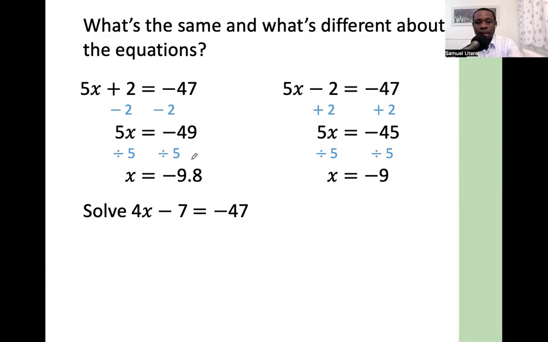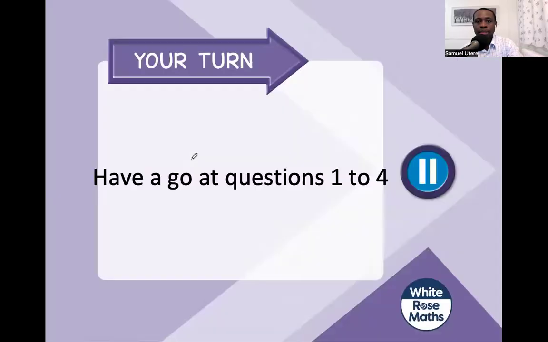Pause the video and try this one and see what you come up with. Assuming you've paused the video and you've answered these questions, here is what it should look like. So we'll do the inverse of subtracting 7, which is to add 7. To keep things balanced, we have to do the same thing to the right-hand side of the equation. Next, we'll divide by 4, and then we isolate x. So x is equal to -10.